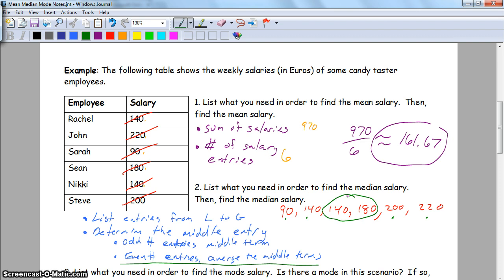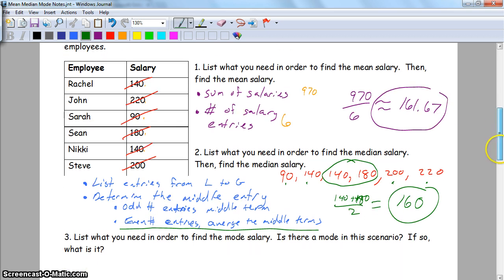Alright, so the average between 140 and 180 is 140 plus 180 divided by 2, because there's 2 entries. What number's between 140 and 180? Pull out your calculator and do it, or it's 160. The median is 160.